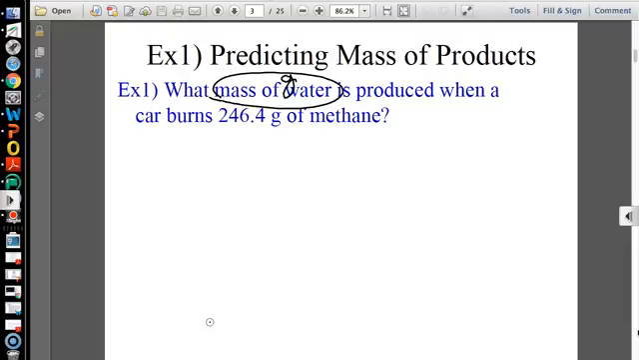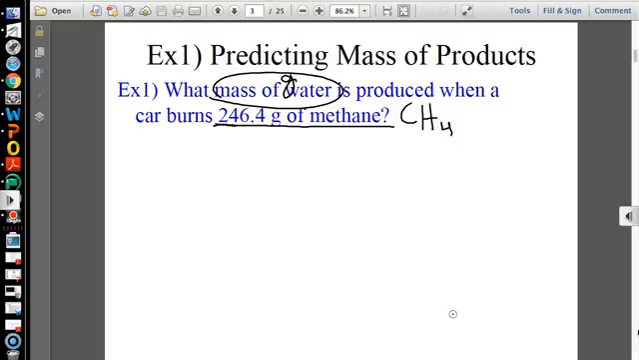When I see mass, I'm going to put a G there so I know I'm going to grams. That'll help you in your problem solving. It's produced when a car burns 246.4 grams of methane. Now methane is CH4. I don't expect you to have that memorized at this point.